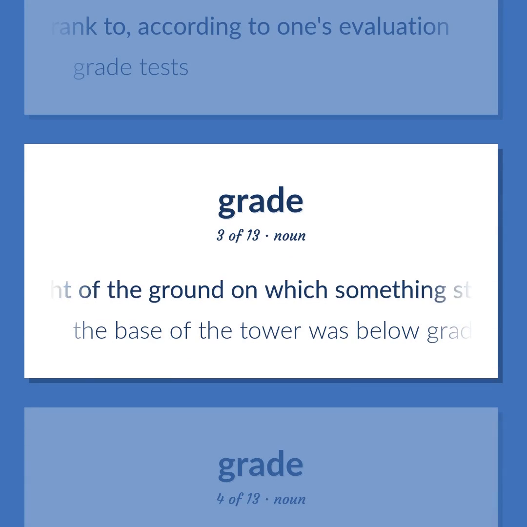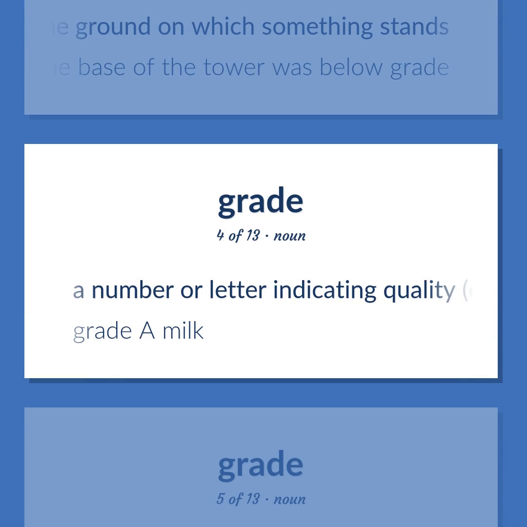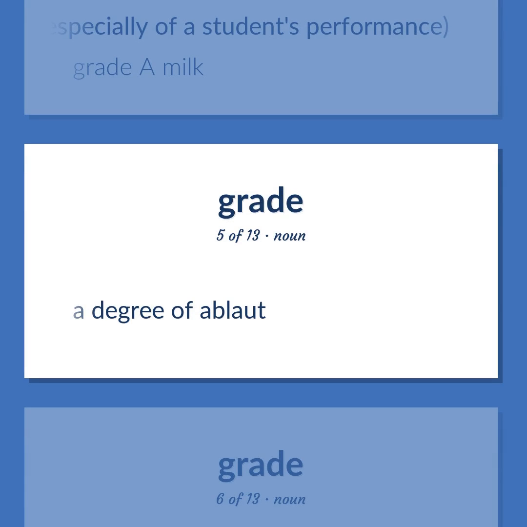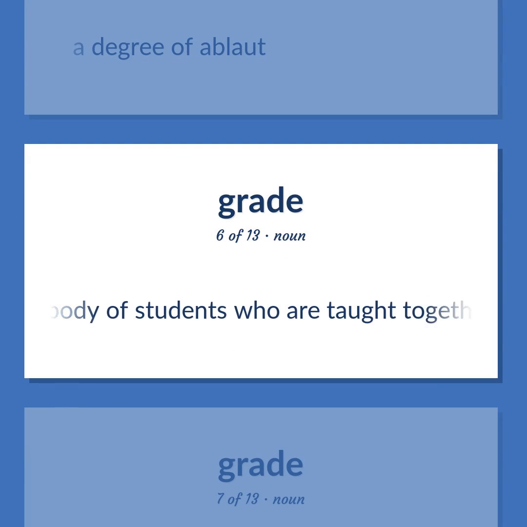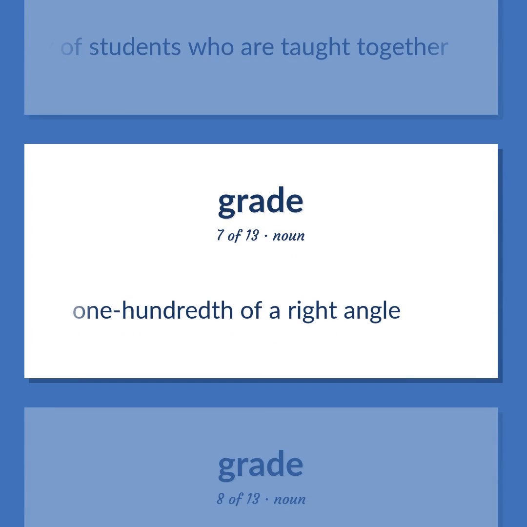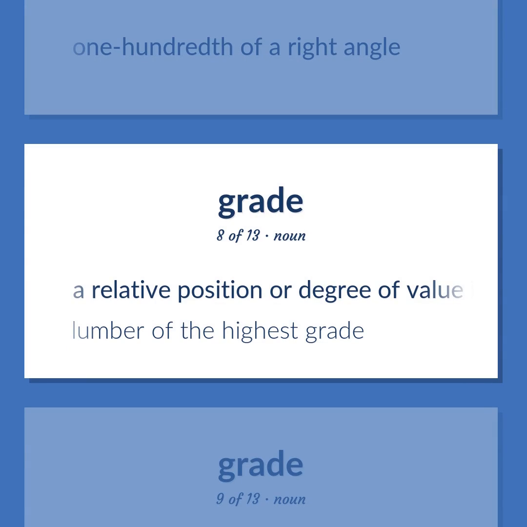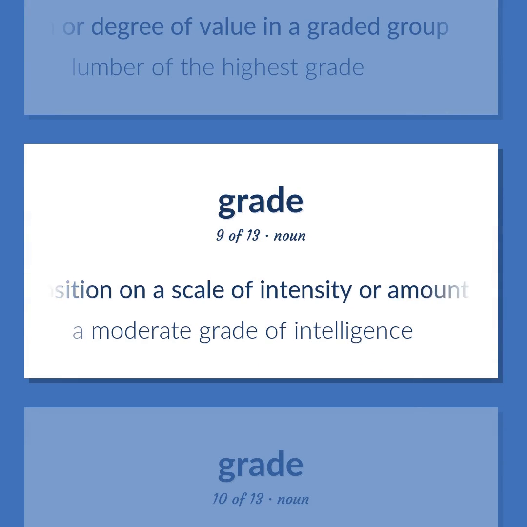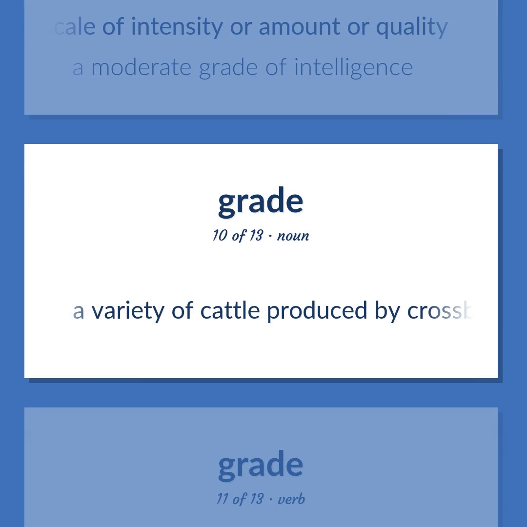The height of the ground on which something stands. The base of the tower was below grade. A number or letter indicating quality, especially of a student's performance. Grade A milk. A degree of slope. A body of students who are taught together. One hundredth of a right angle. A relative position or degree of value in a graded group. Lumber of the highest grade. A position on a scale of intensity or amount or quality. A moderate grade of intelligence. A variety of cattle produced by crossbreeding with a superior breed.